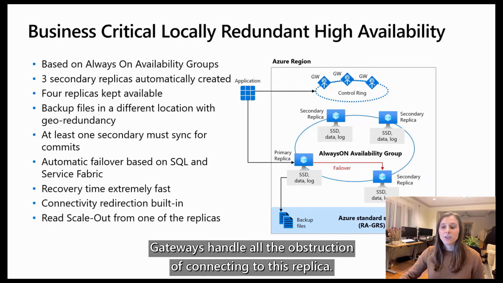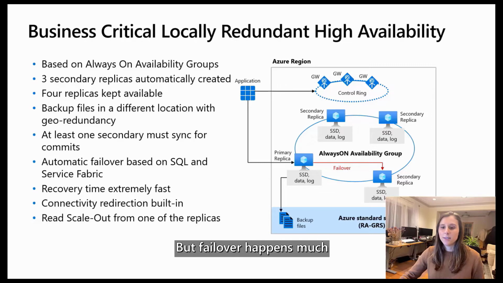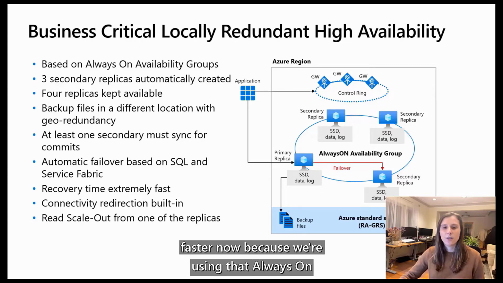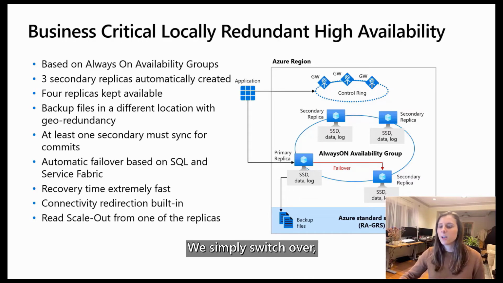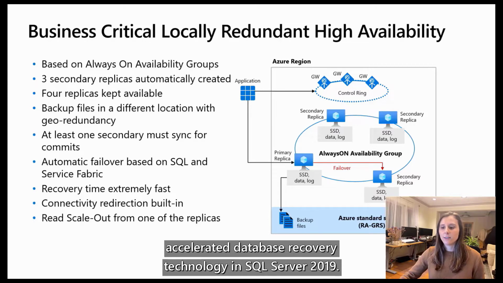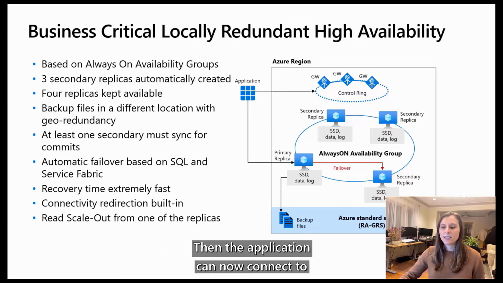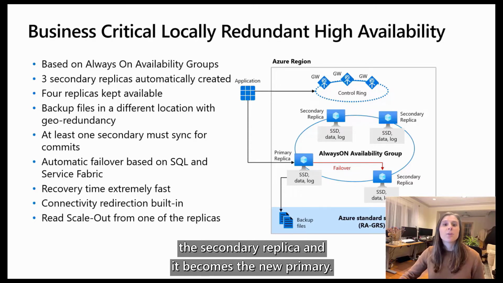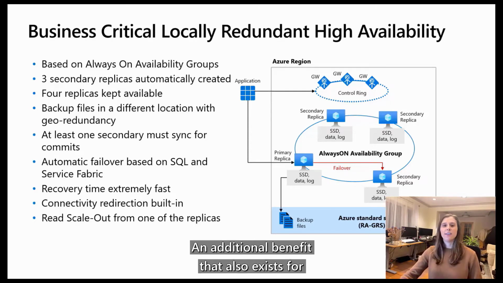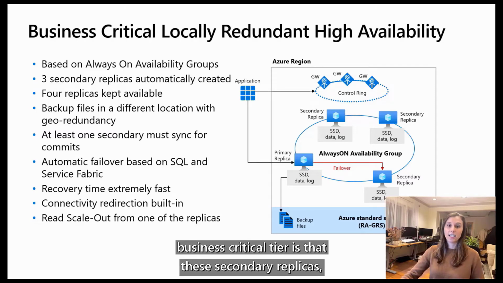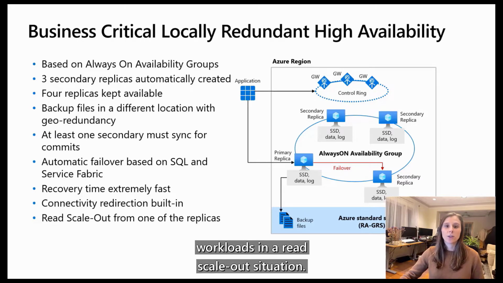Gateways handle all the abstraction of connecting to this replica, but failover happens much faster now because we're using that always-on availability group with that standby replica that's just ready for failover. We simply switch over, run undo recovery using accelerated database recovery technology in SQL Server 2019, and then the application can now connect to the secondary replica and it becomes the new primary. An additional benefit that also exists for the business critical tier is that these secondary replicas, one of them can be used to offload read workloads in a read scale out situation.